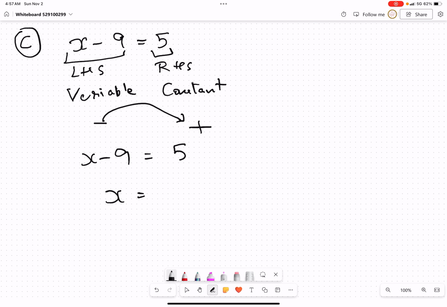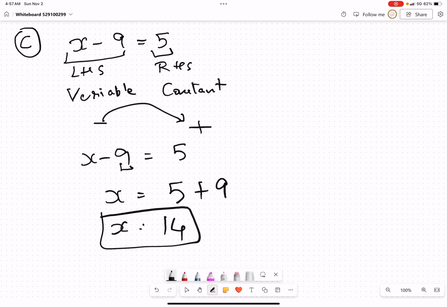So x minus 9 equals 5. What happens is this constant guy says, hey, you are a variable, not like me. I will go and join my friend on the right side. And he jumps. So x kicks him out, and he comes and falls here. The 5 says, hey, you came, and they both come together and become 14. x is equal to 14.